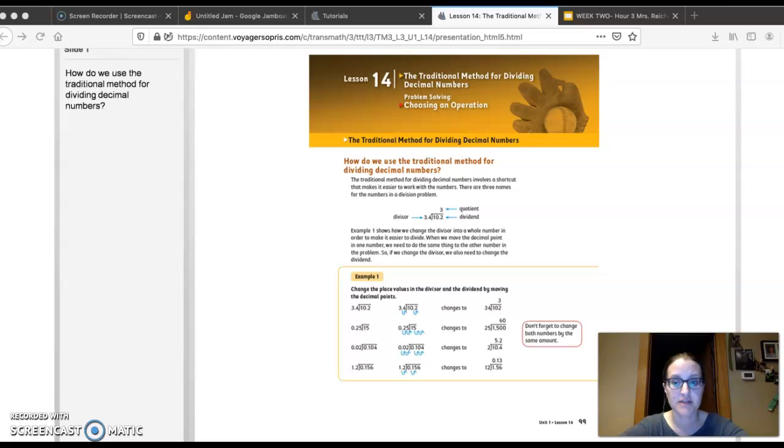Hi, math students. Today we are going to learn the traditional method for dividing decimal numbers, okay? So last week we did dividing decimals with 100 square grids to have a good visual, and today we are going to be doing it the traditional way, okay? And you can use your calculators on this. I'm fine with that. I just want you to understand the process and how we get this information.